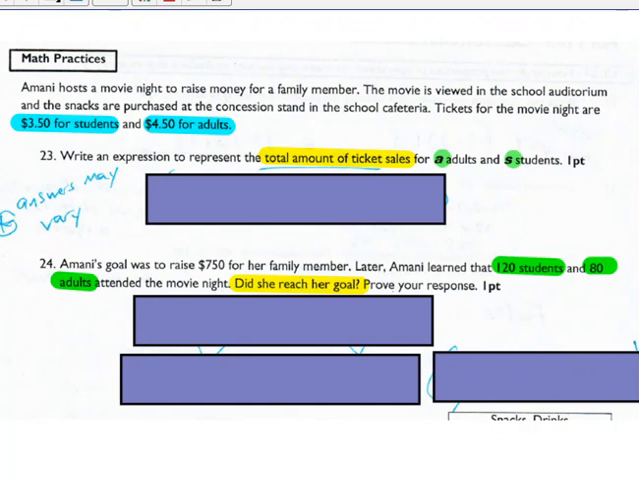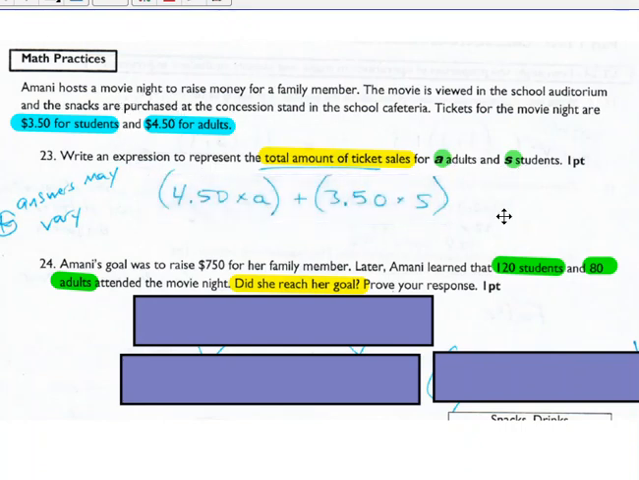All right, the last page here. Amani's hosting a movie night that she wants to raise money for a family member. Ticket sales were a little bit different for kids and for adults. They were a little bit cheaper for kids. In number 23, write an expression to show the total amount of ticket sales for A adults, S students. When they give you this right here, you should have used those in your expression because we know that adult tickets are $4.50 and we know that kid tickets are $3.50.